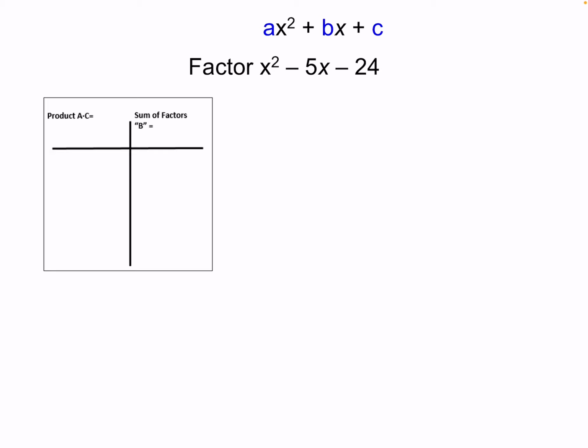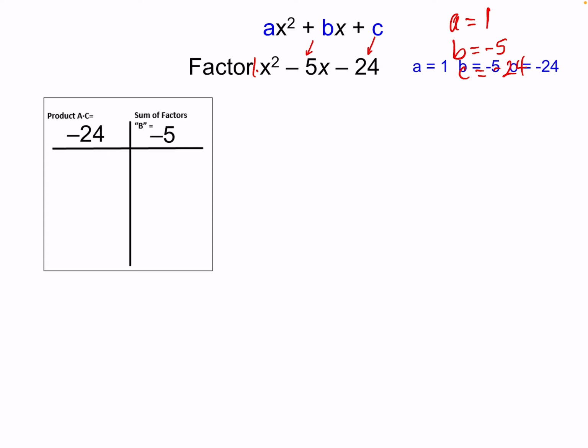All right. I'm going to use the AC method. I know my A is equal to 1, B is equal to -5, and C is equal to -24. So A times C is 1 times -24, which is -24. And my B is equal to -5.